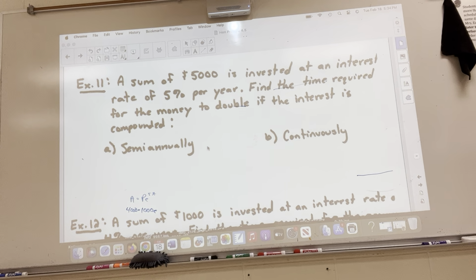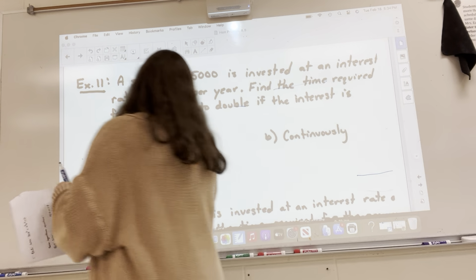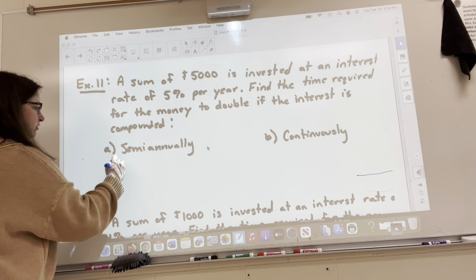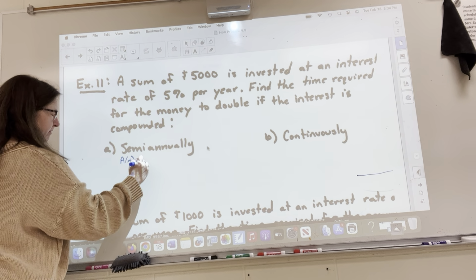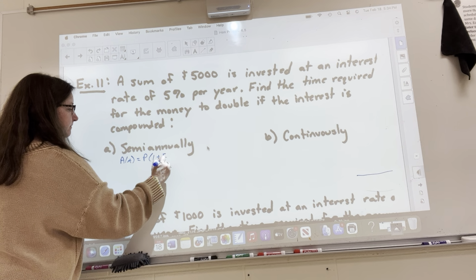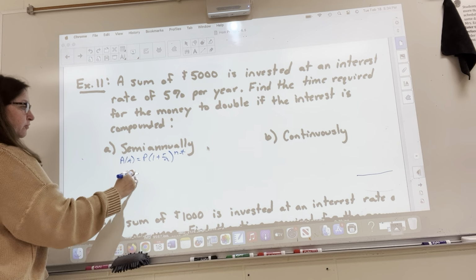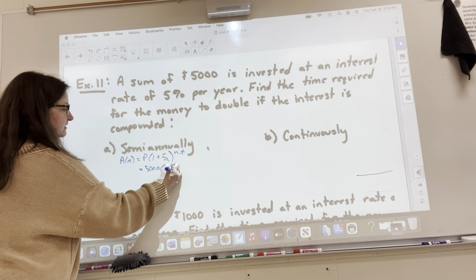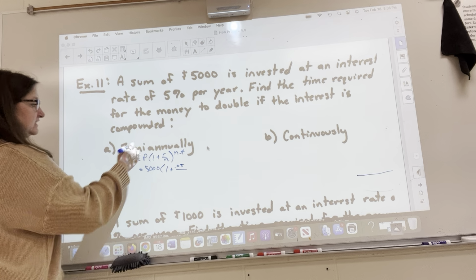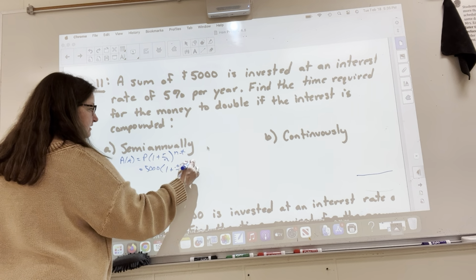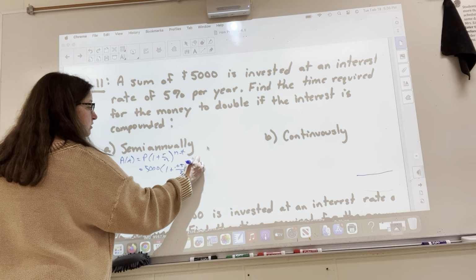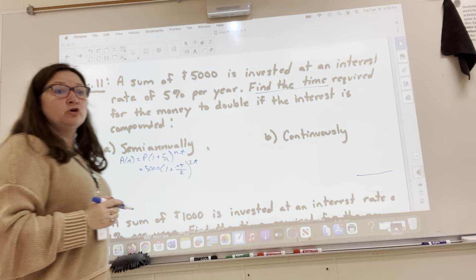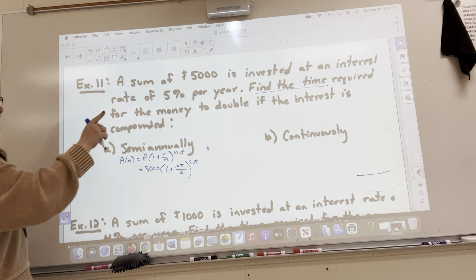So we are going to look at example 11, and we are compounding semi-annually, so I know it's going to be the original formula that we learned. So we know the principal is 5,000. The interest rate is 0.05. Semi-annually means twice a year, so n is 2. So that's 2t. They never tell me time because we're trying to find the time. So we're looking for t. That's new. For how long it takes to double the money.